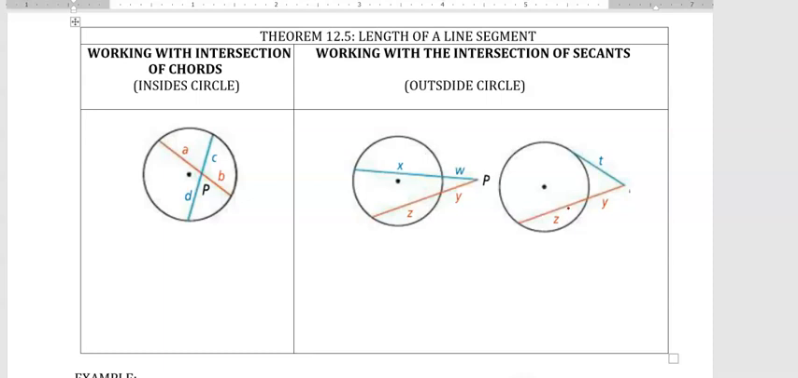When you have two chords intersecting, it is just part of a chord times the other part equals part of the other chord times its other part. So AB equals CD. Part times part equals part times part.